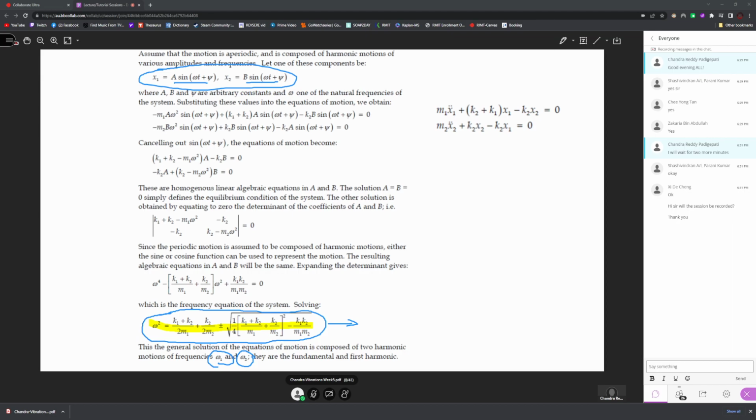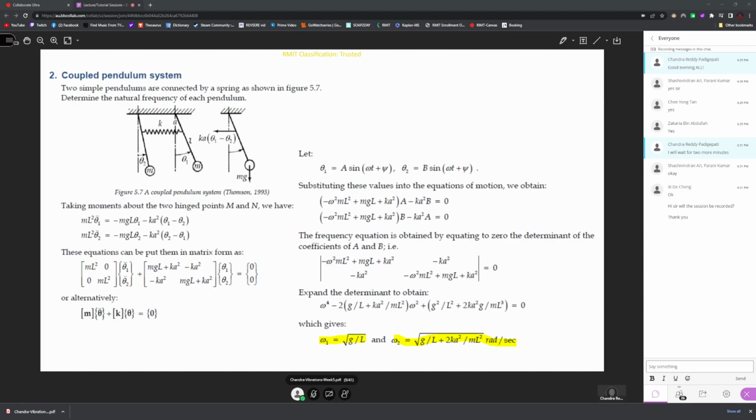We take x1 and x2 in the format of a harmonic function, and then we take the first derivative and second derivative. Then we substitute the values in this equation and simplify, and you will get this equation. To get non-trivial solutions for A and B, we need to make sure that the determinant of this is equated to 0. If you find the value of this determinant, it results in a quadratic equation. By solving that, you can get the two natural frequencies.